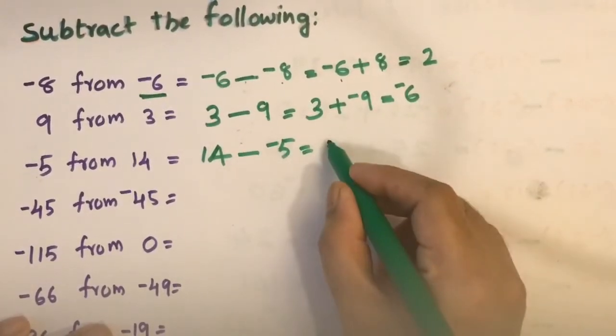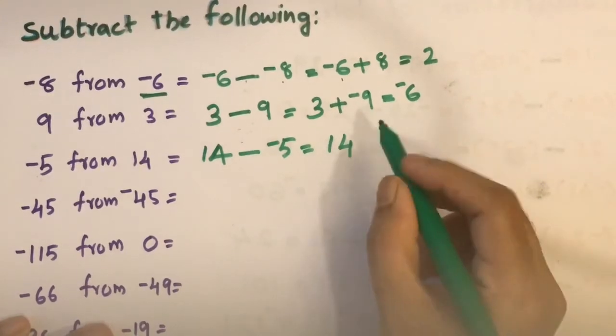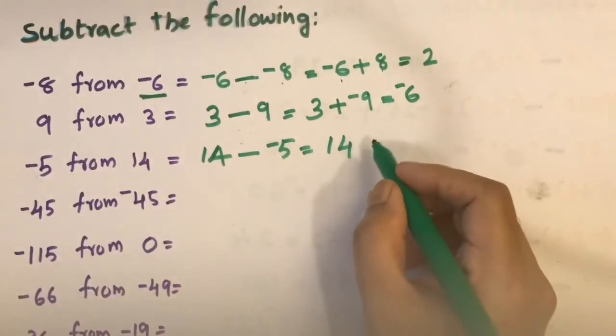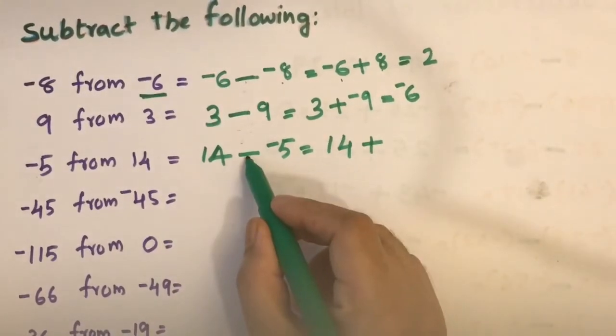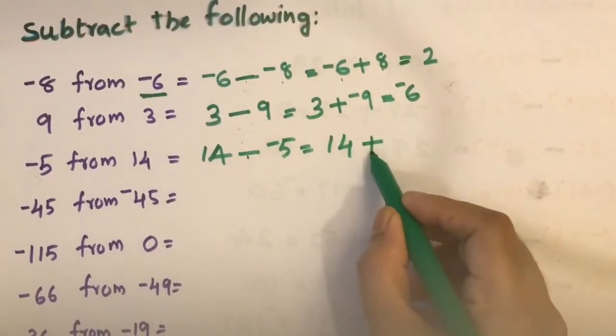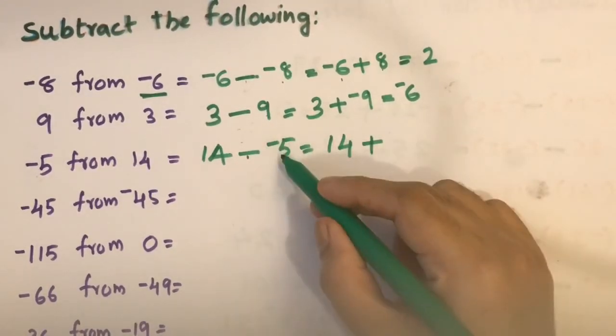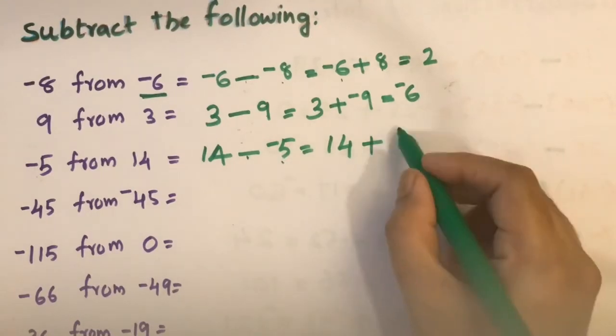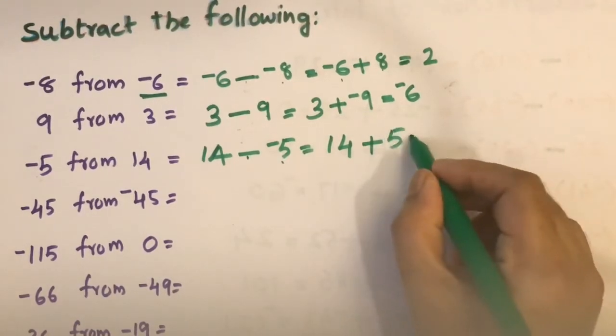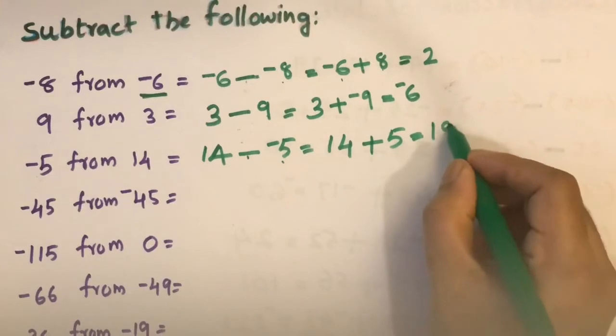Now for subtraction, keep the first integer the same way. Then change the operation. Here subtraction will be changing to addition. Then change the sign of the second integer. Here the second integer is negative 5, so it will be changing to positive 5. That is 14 plus 5. It is 19.